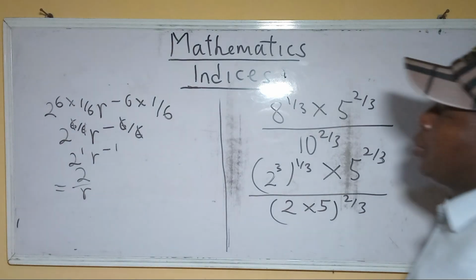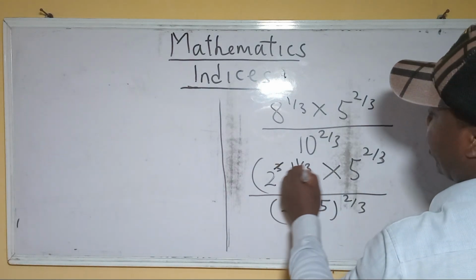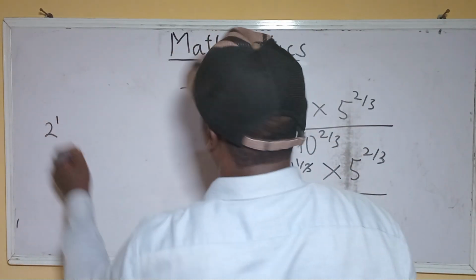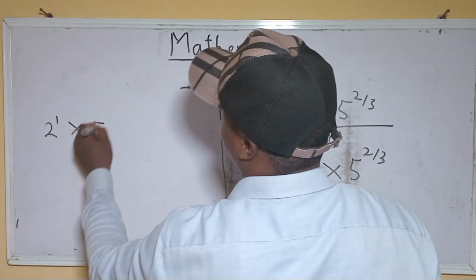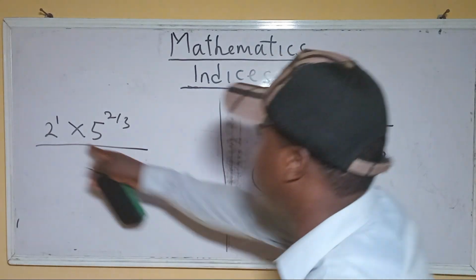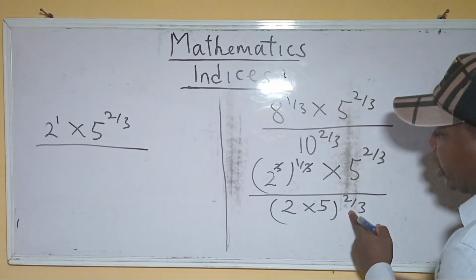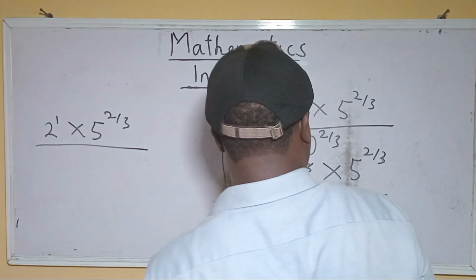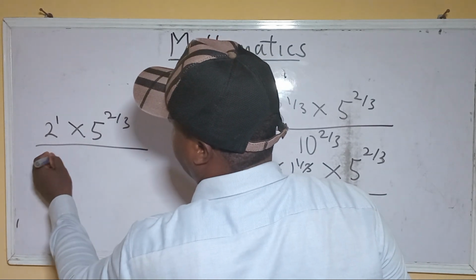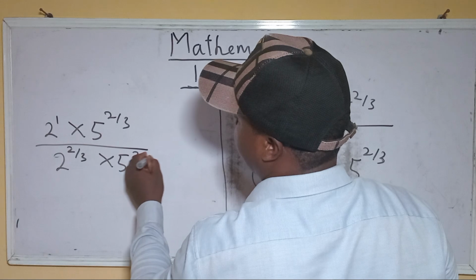Now look at this. If you have this one we can divide it. So I will have 2^1 times 5^(2/3) over 10^(2/3). Now these are the bases here. This one and this one are not the same, they don't look alike. So I have to break the 10 down into 2 times 5, so I'll have 2^(2/3) times 5^(2/3) in the denominator.